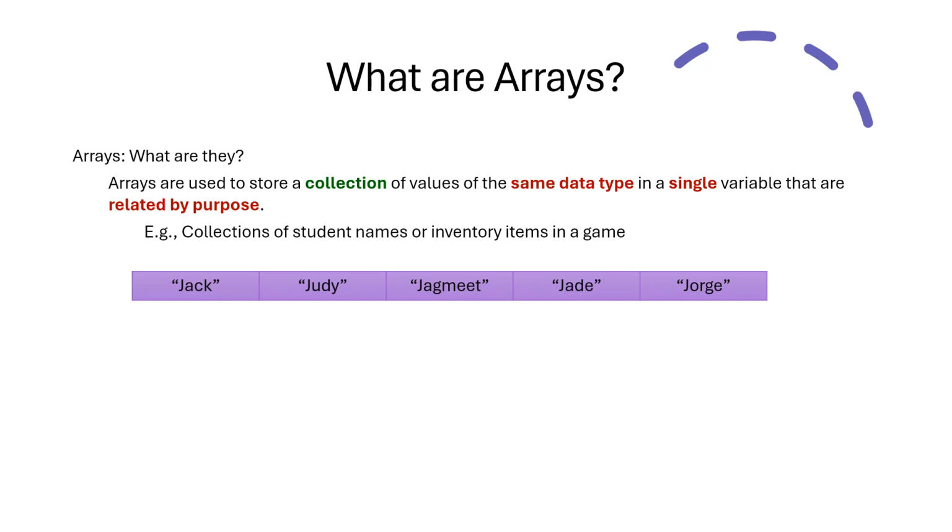So, for example, I might have a collection of names, or a collection of marks, or a collection of inventory items. It doesn't matter what it is, as long as they're related by purpose, and they all have the same type. So the example you see here is an array of 5 names: Jack, Judy, Jagmeet, Jade, and Jorge. Now, that's great, but that's not the only thing we can use it for.